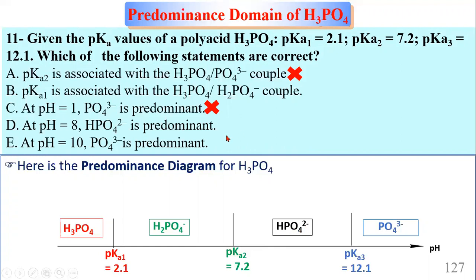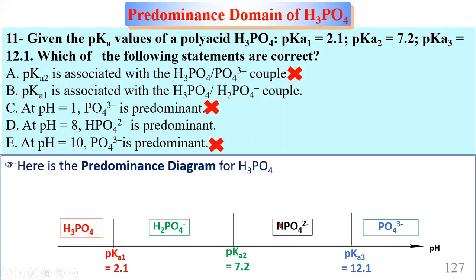D is correct. At pH 10, so let me go to pH 10. Where is that? Well, it's somewhere in this area. Okay, so it's mainly here, maybe. PO4 3- predominates. Do I see PO4 3-? No, I don't. It's after 12.1 that PO4 3- predominates. And therefore, that is incorrect.